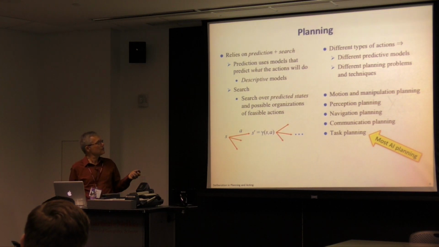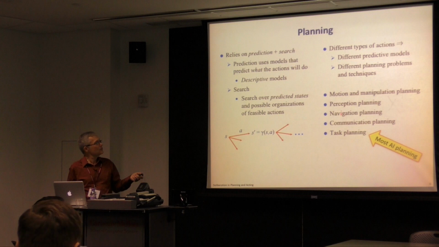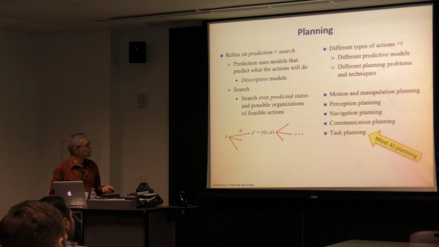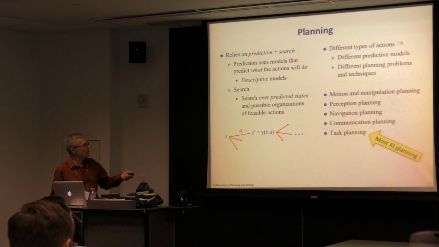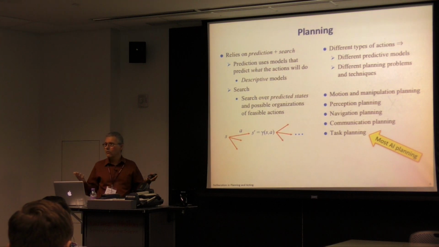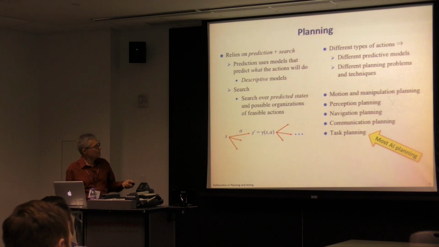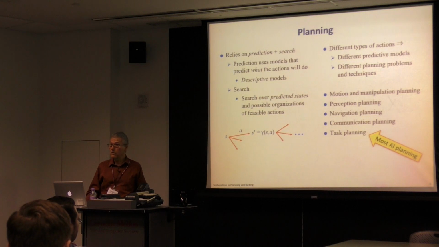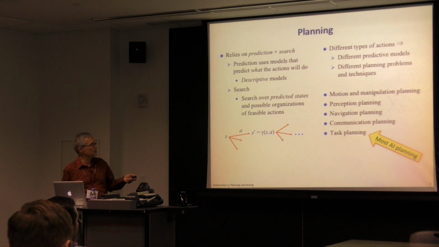Different types of actions are available in different kinds of domains. These will require different kinds of predictive models and therefore different planning problems and different techniques for solving those planning problems. Some of these are the subject of a lot of work in areas such as robotics or various engineering disciplines. What most AI planning has concentrated on is the planning of these symbolic level tasks to carry out. Okay? But the techniques here are a little bit different than the techniques here.